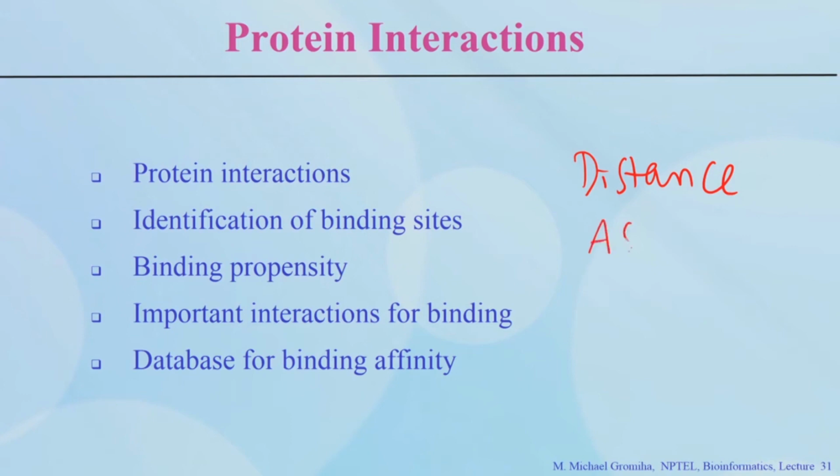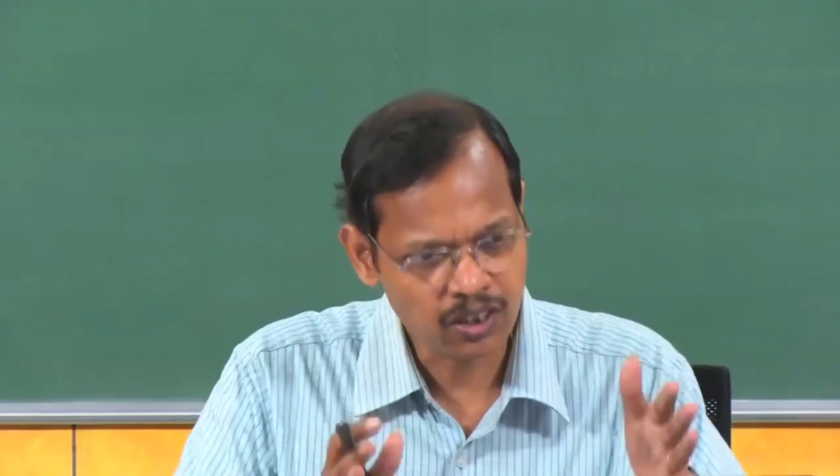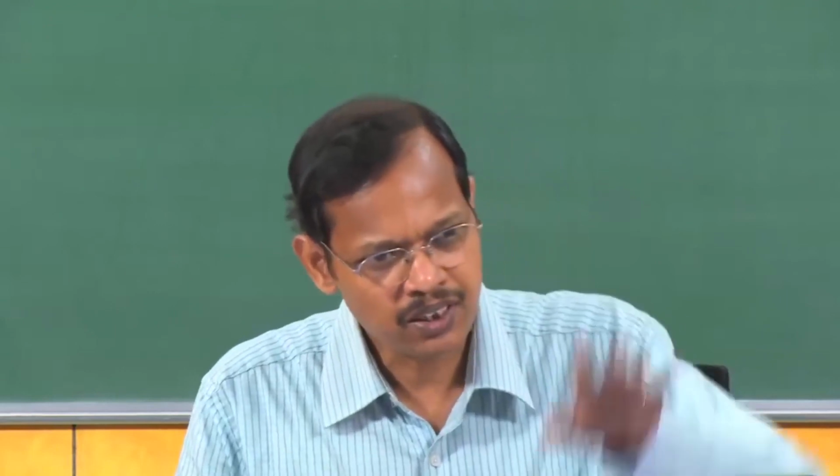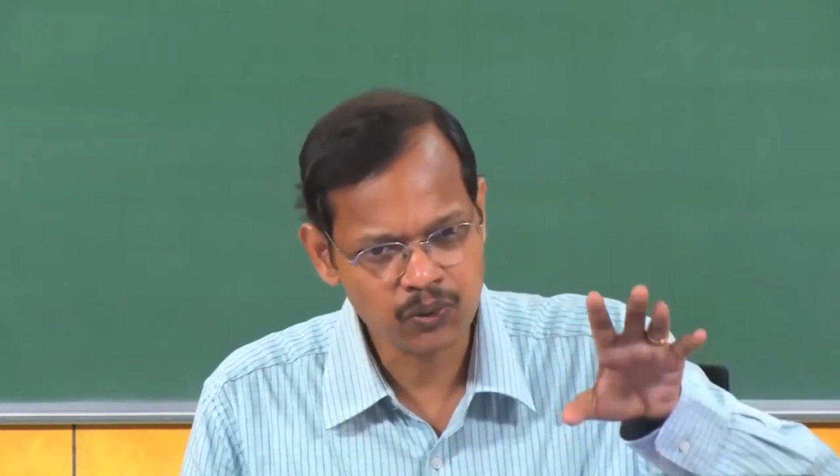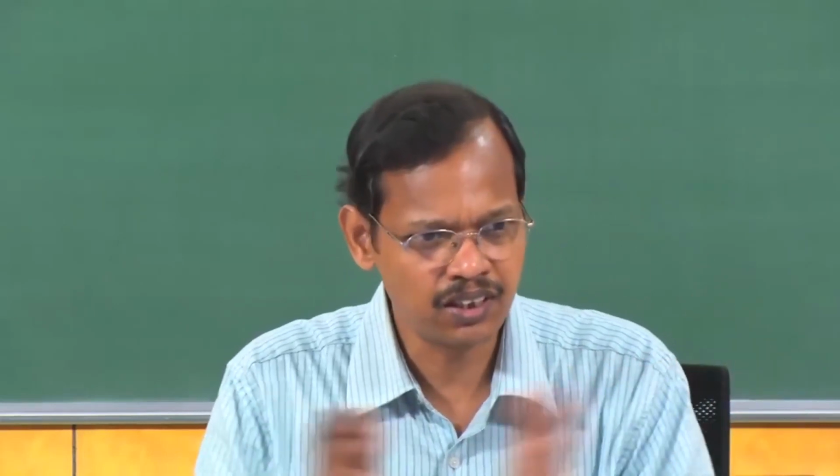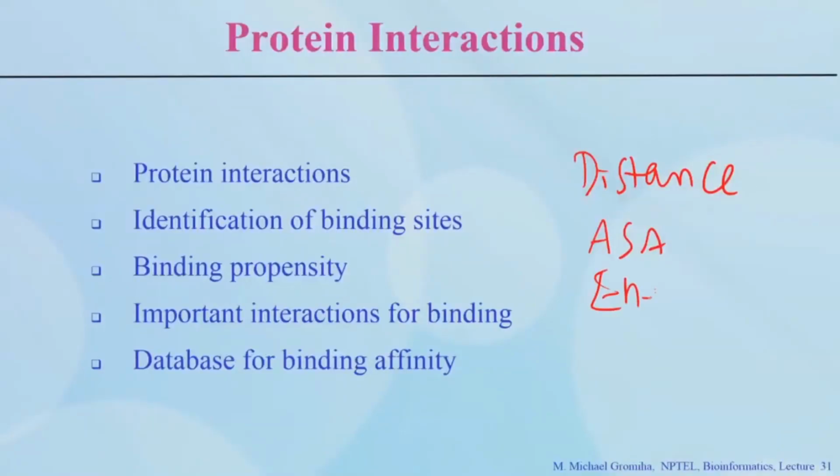Then we have the accessible surface area based approach. In this case, we take the accessible surface area for the whole complex, cut it into pieces, take the unbound one, and see the difference. If there is a difference in ASA, then we see that they are in the interface. Then we take the energy-based approach. We calculate the interaction energy, and based on it we can make a cutoff, say 1 kilocalorie per mole. If it is less than that, we can say this is the interface.